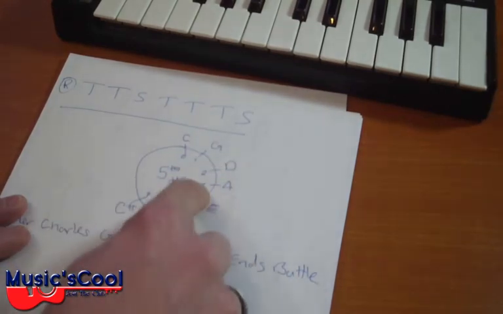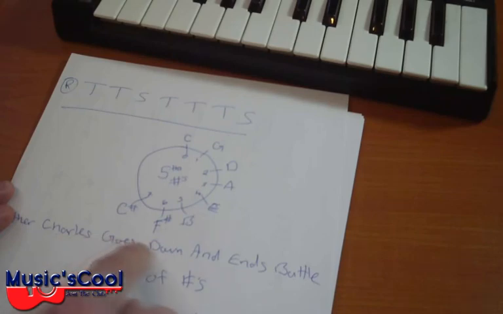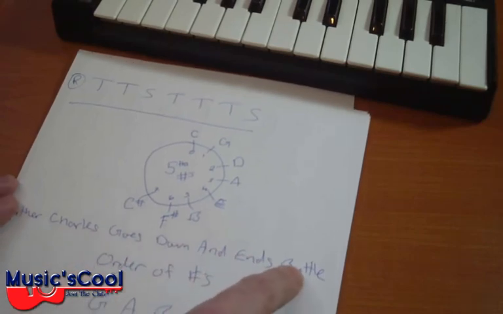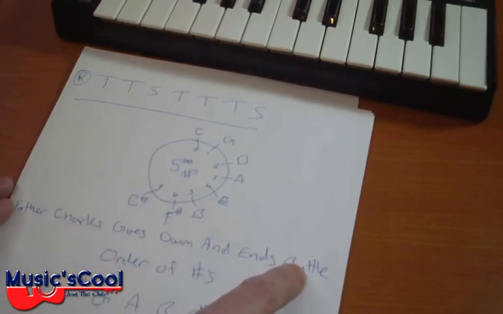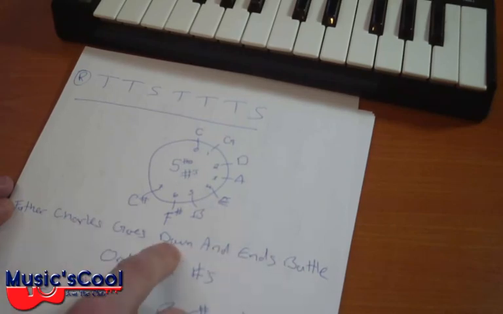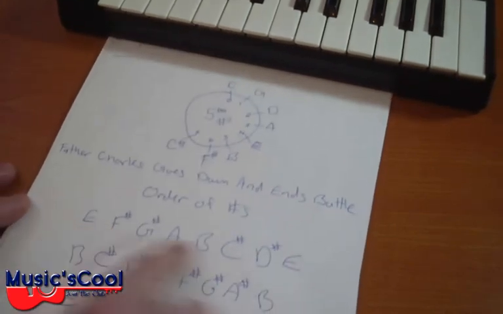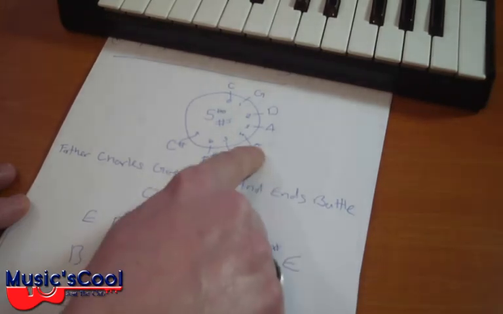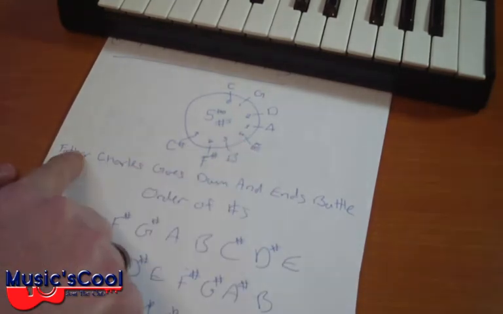Once you know how many sharps are in a key, you use this little phrase down here: Father Charles Goes Down And Ends Battle, which is referred to as the order of sharps, to know which ones they are. So for example, we've got the key of E here. We write out the letters E, F, G, A, B, C, D, E. We look here, E has 4 sharps. Which ones are they? The first 4.